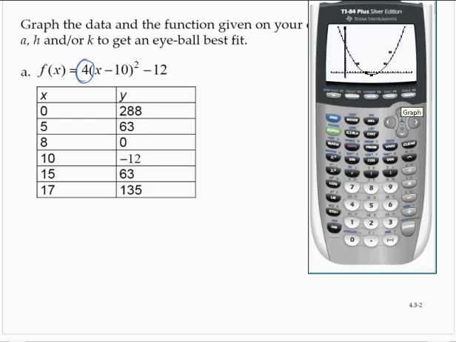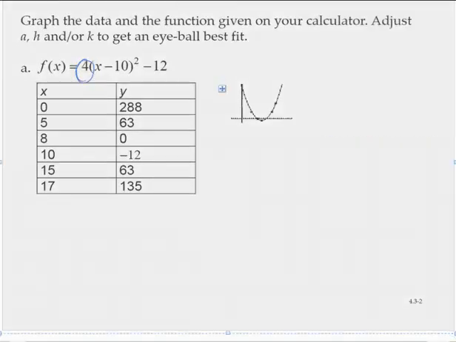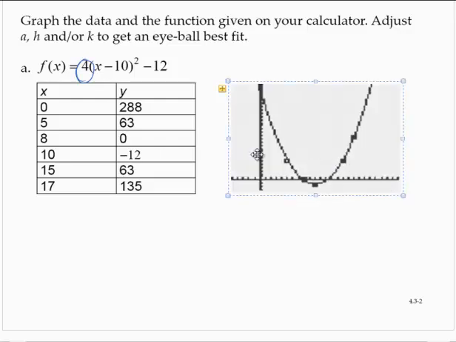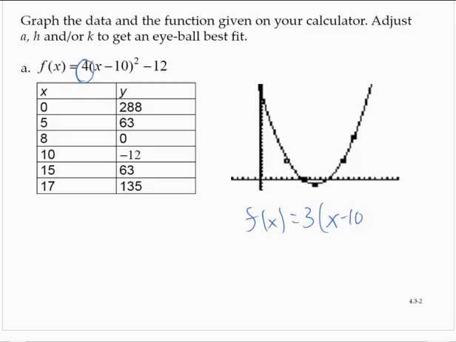So that was too far. The 2 went too far. So now let's adjust it one more time. Let's go in between 2 and 4. Let's go with a 3. That looks pretty good. Alright, so we're going to keep that graph, and we adjusted the function. So f of x is equal to 3 times (x minus 10) squared minus 12. That's a better fit of the data than what we originally had.